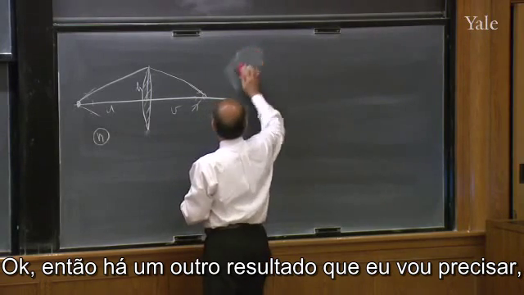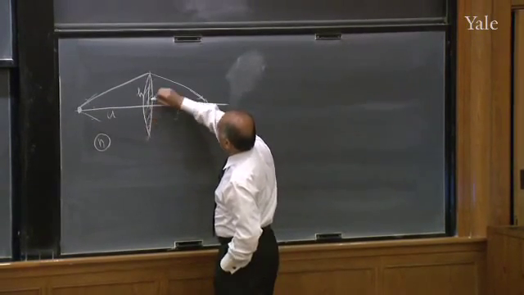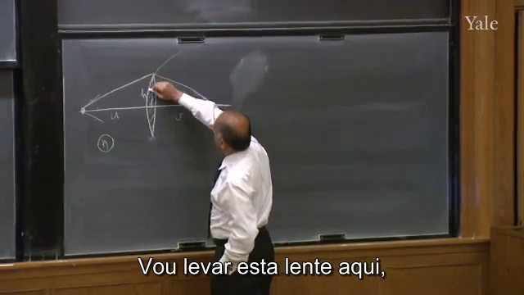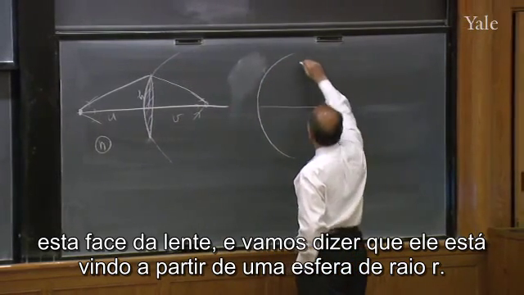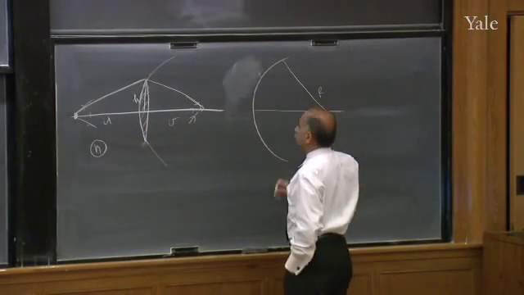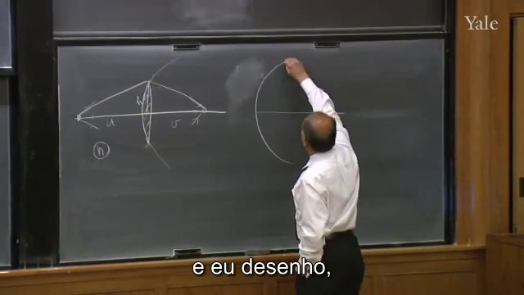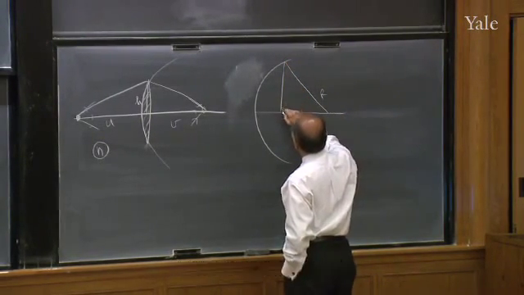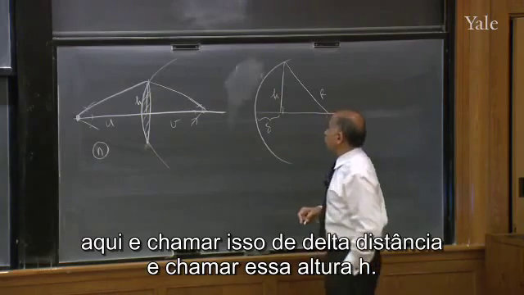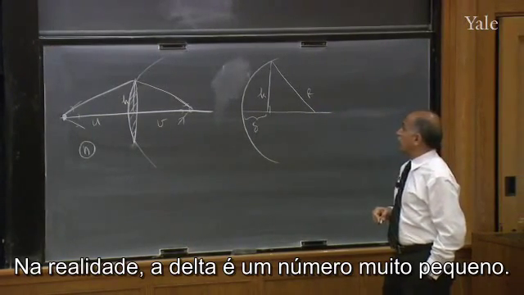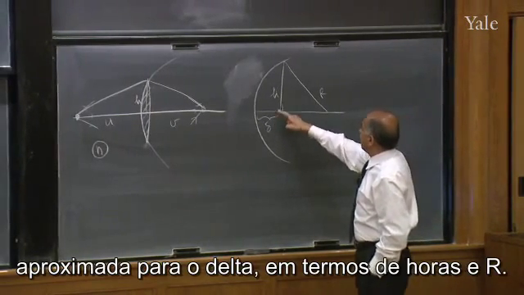Okay, then there's one other result I'm going to need, so I don't want to interrupt you later. I'll take this glass here, this face of the lens, and let's say it's coming from a sphere of radius r. So that's the center of the sphere. And draw a normal here and call that distance delta and call this height h. This is all exaggerated. In reality, delta is a very small number. I'm going to need an approximate formula for delta in terms of h and r.